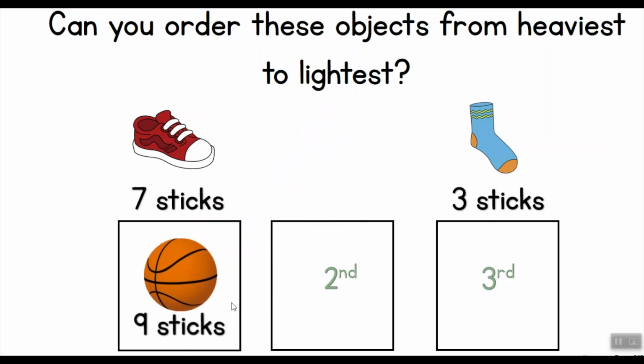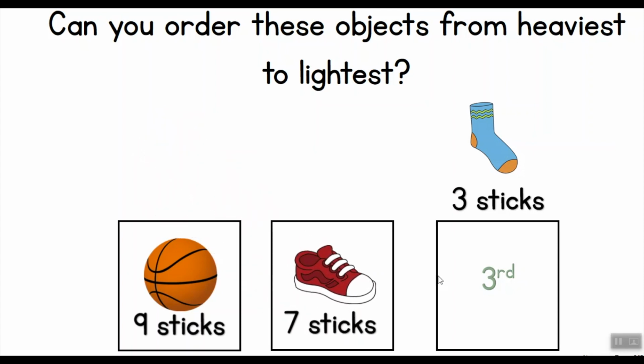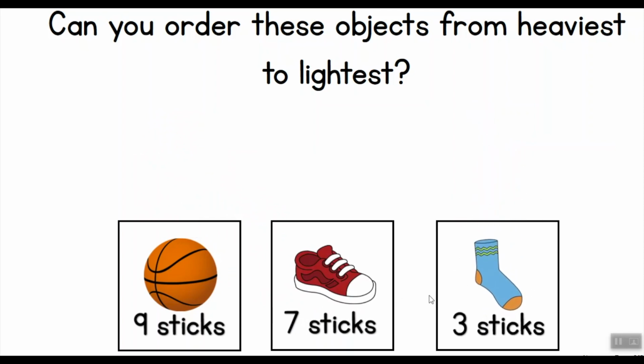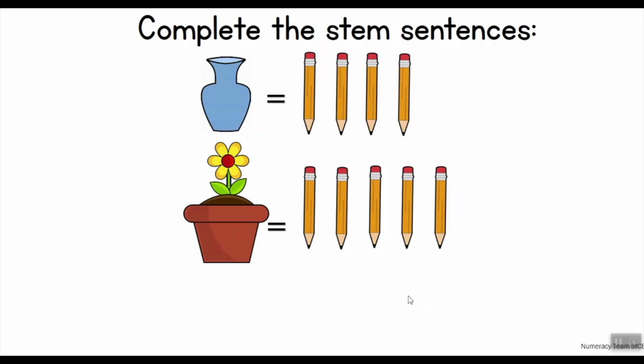Right. So the ball goes in the first box. We now have the shoe weighing 7 sticks and the sock weighing 3 sticks. I would place the shoe next. And finally, the sock. That seems to be correct. I hope you got the same answer as me. Moving on to the next slide.